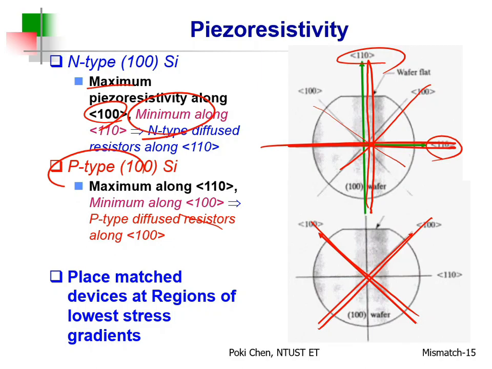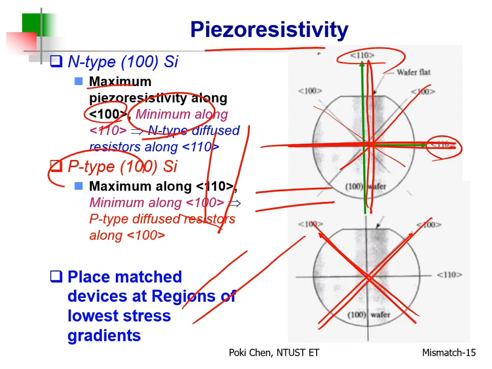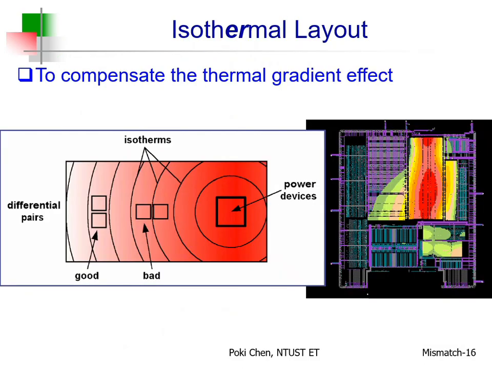So my recommendation is still to match 2 devices. They need to have the same orientation. Or that, or as you like. This way, that way, or this way, I don't care. The orientation, 它们的走向, needs to be exactly the same. Otherwise, according to piezoresistivity, they will get different conductivity. Okay? According to thermal effect, you need to do such kind of isothermal layout.